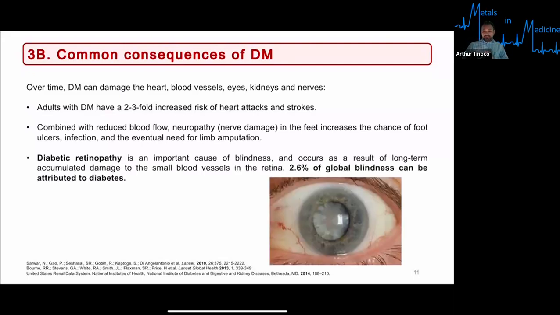Diabetic retinopathy is an important cause of blindness and occurs as a result of long-term accumulated damage to the small blood vessels in the retina. 2.6% of global blindness can be attributed to diabetes. Diabetes is among the leading causes of kidney failure.